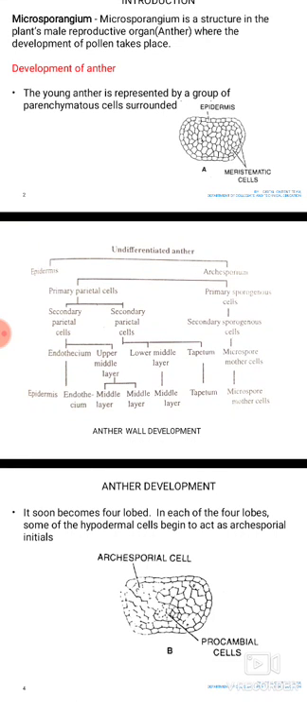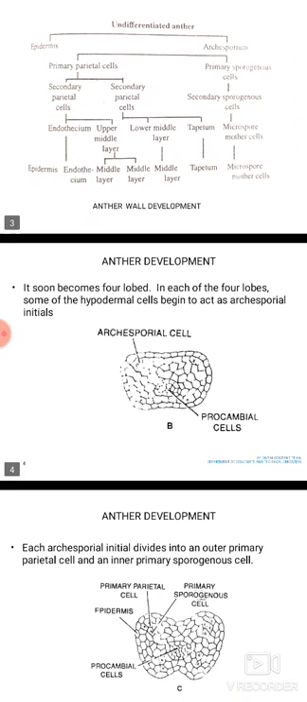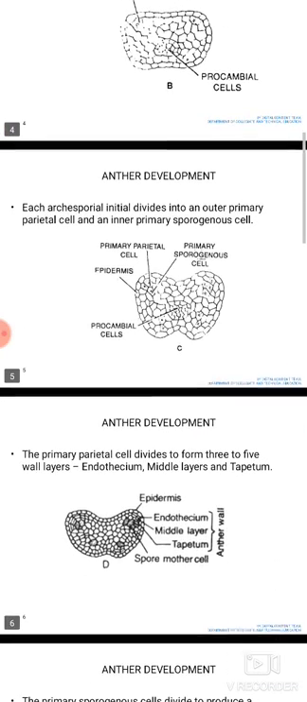It soon becomes four-lobed. In each of the four lobes, some of the hypodermal cells begin to act as archesporial cells. Each archesporial initial divides into an outer primary parietal cell and an inner sporogenous cell. The primary parietal cell divides to form 3 to 5 layers, namely endothecium, middle layers and tapetum.